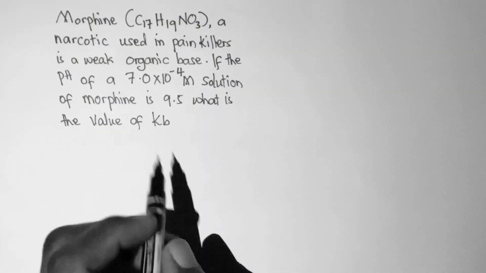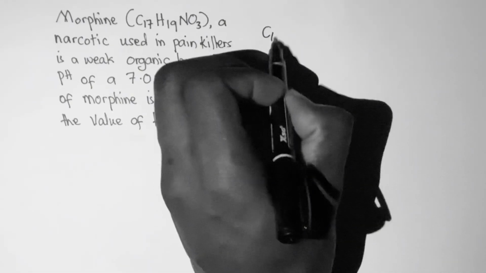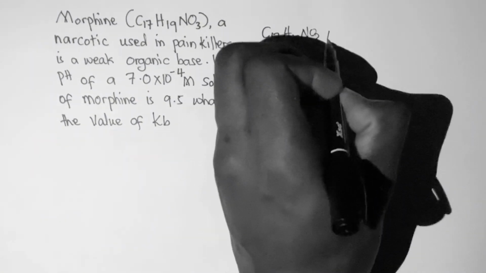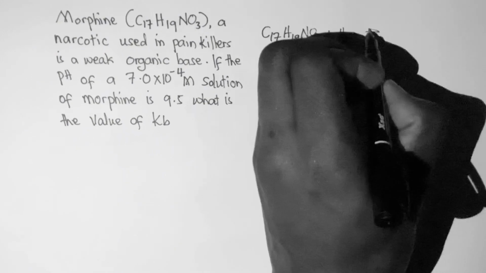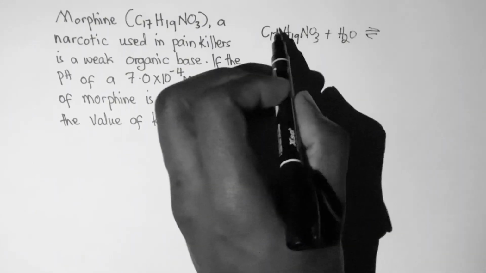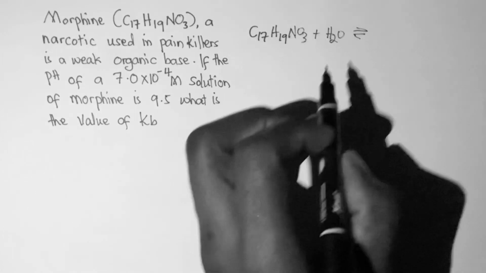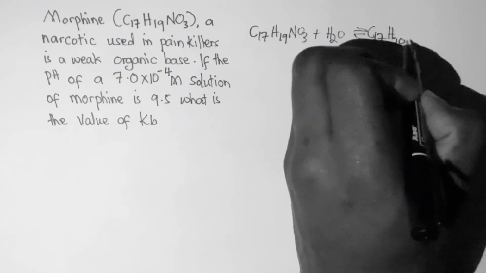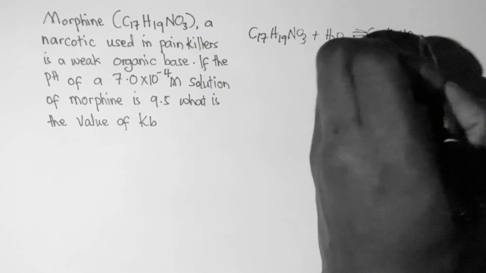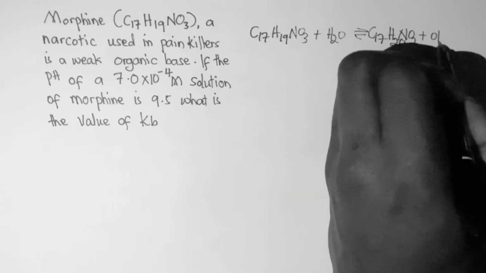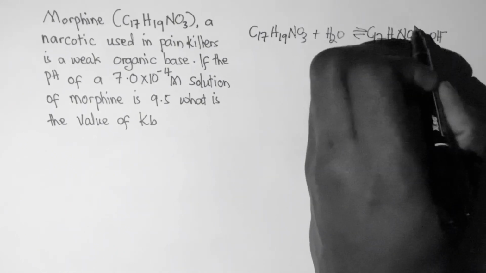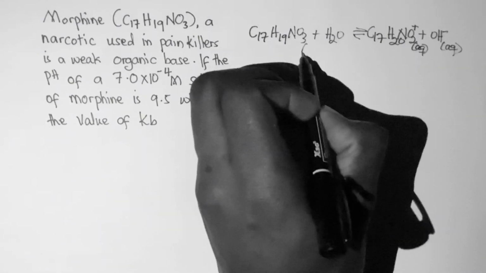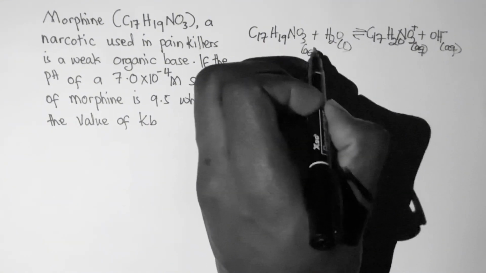However, let's first write the equation for morphine. So we are dealing with C17H19NO3. If we put this in water under a reversible reaction, the amount of protons will increase. So this will become C17H20NO2 plus the hydroxide anions. This is in aqueous solution, this also in aqueous medium, this is liquid, and this also in aqueous.